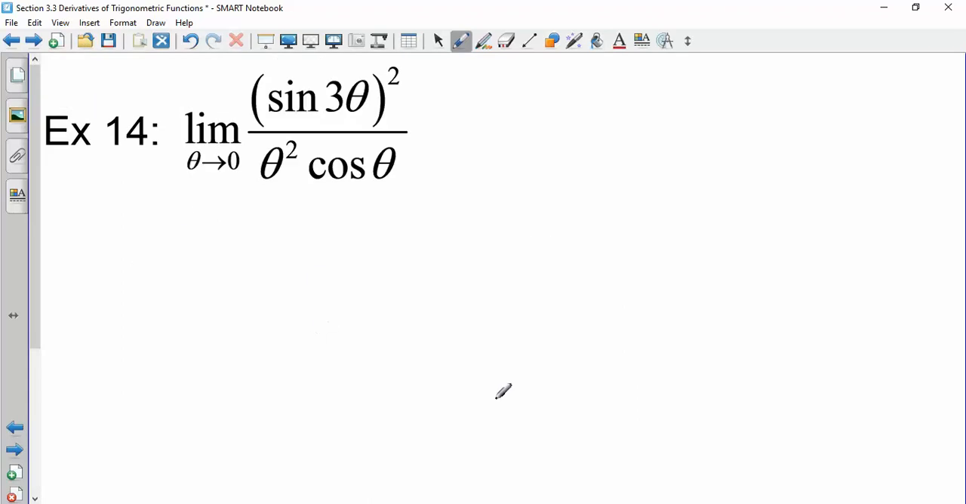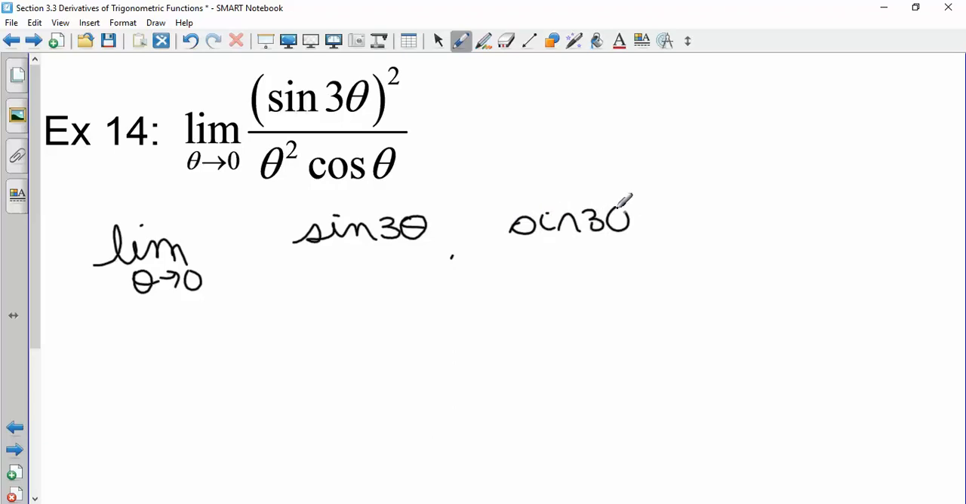Okay. Let's see how far you guys can get on the next one. Sine 3 theta over theta, and then did it again. I like that twang there. My bad. So this is sine 3 theta, sine 3 theta. So what did you put underneath?